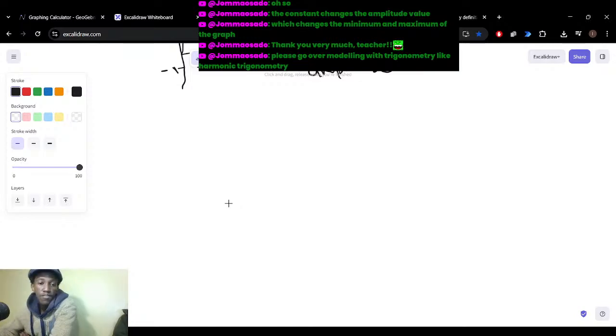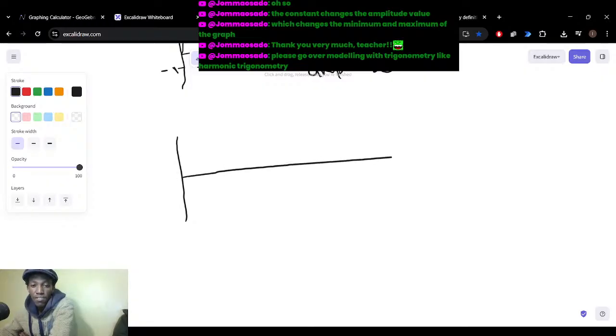Also, you might be given a dissipating periodic function. So what is a dissipating periodic function? A dissipating periodic function is a function that looks like this, né?